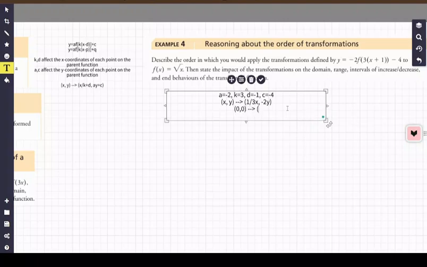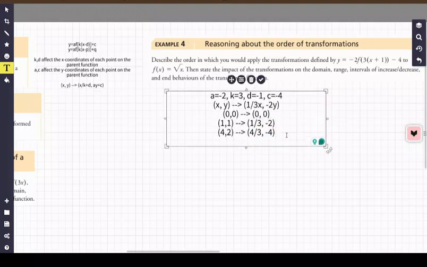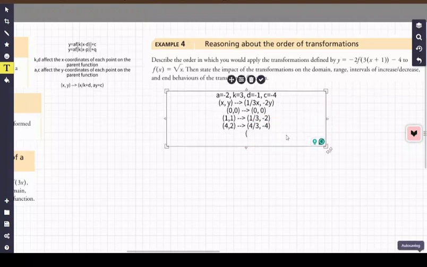So (0, 0) is going to give us 0 and 0 again. And then we'll have (1, 1), which will go ahead and give us 1 over 3 and -2. And then we'll have (4, 2), which will give us 4 over 3 and -4. Alright, so we're seeing some transformations already. And then finally, let's do (9, 3). So 4 key points should be more than enough.